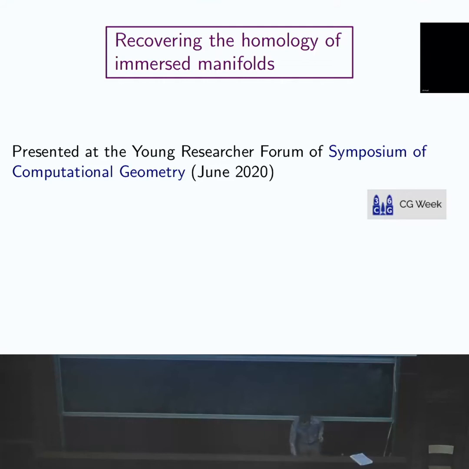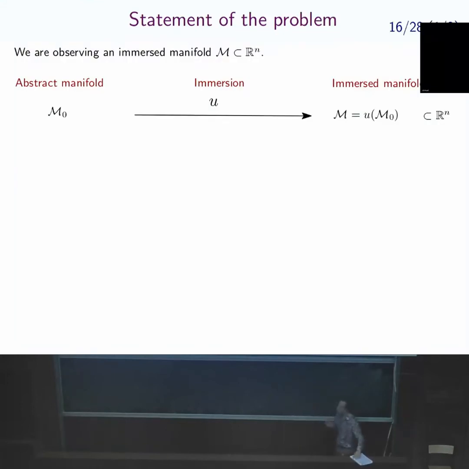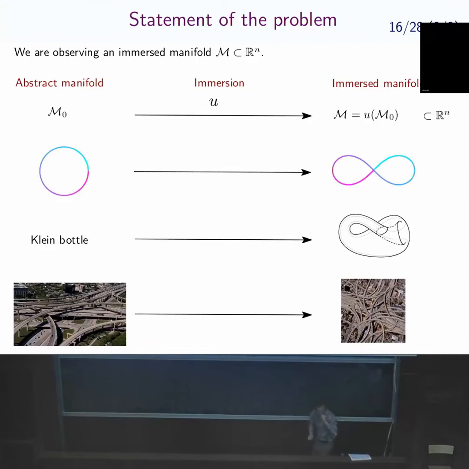So let me give you some context. For the problem, we suppose that we are given the immersion of a manifold. So there exists an abstract manifold, M0, that is immersed into the Euclidean space via an immersion U. And the image of the immersion is denoted M. Some examples. If M0 is a circle, an immersion of it could be the lemniscate. If M0 is a Klein bottle, an immersion of it could be this classical drawing of the Klein bottle.